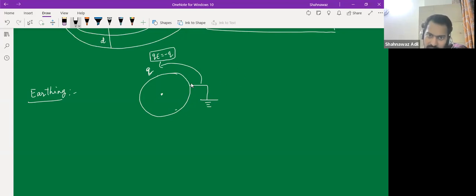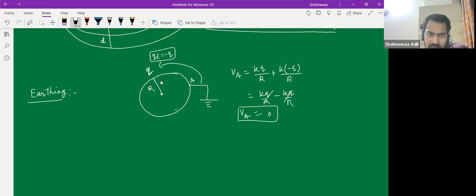So let's say this is point A. So VA would be how much? This would be KQ by R, let's say this is R, plus K times minus Q by R. So then I will get KQ by R minus KQ by R, so this would become zero. So what does earthing do? It provides the same amount of negative charge so that the total potential becomes zero. Is that clear to you?